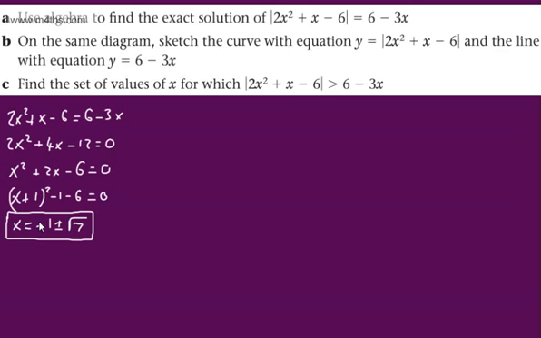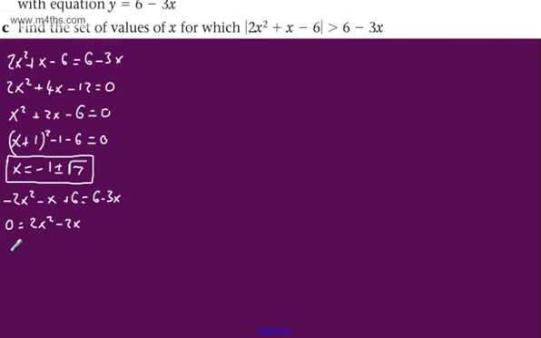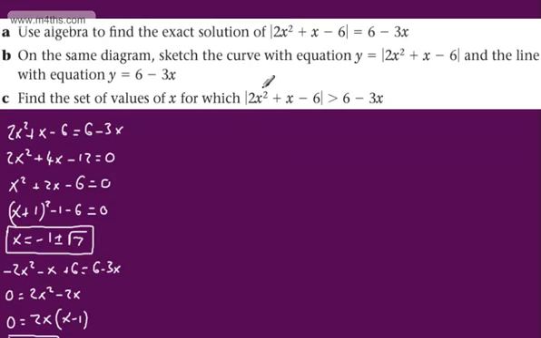Okay, let's now consider it when it's negative. So what we'll have is negative 2x squared, then we'll have negative x, then we'll have plus 6 will be equal to 6 minus 3x. This time I'll set the left hand side to 0, and we'll have now on the right hand side 2x squared, we'll have minus 2x, and the 6's will disappear. So we can factor that. 0 is going to be 2x times x minus 1. So we can see that x is going to be equal to 0 or x is going to be equal to 1. And there are two solutions. So by using algebra, all we do is consider the positive and negative values of the modulus.